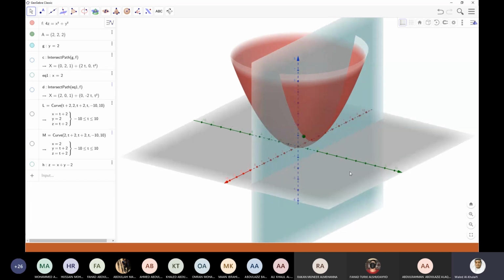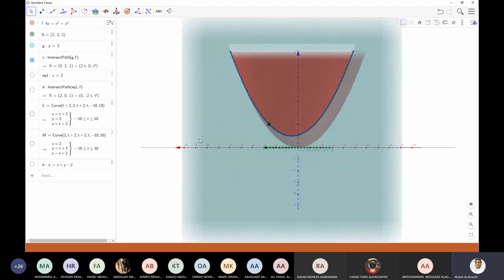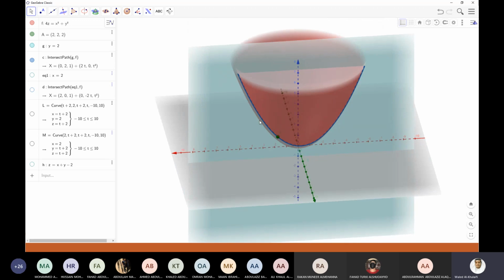Okay, y equal to 2. And I ask myself, what is the intersection between this plane and this elliptic paraboloid? If we do that, if you see this blue curve going like this, this is the blue curve. You see, this is the blue curve here.